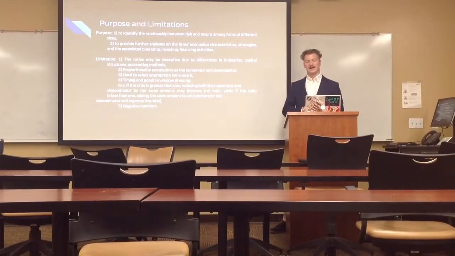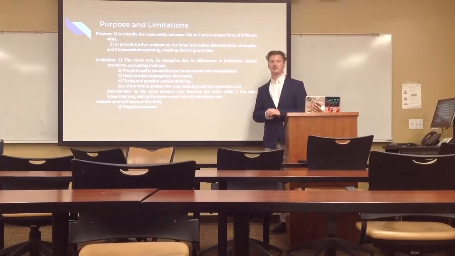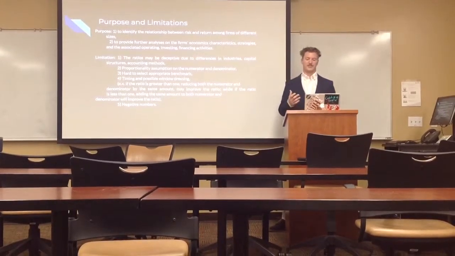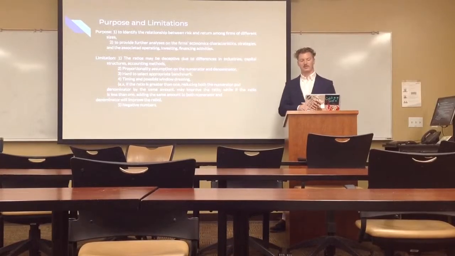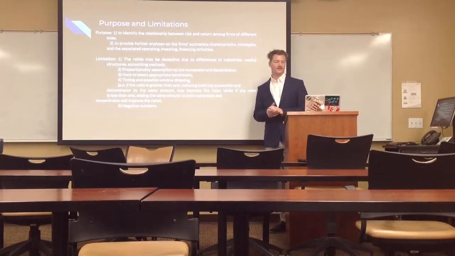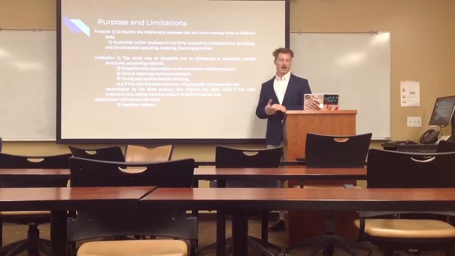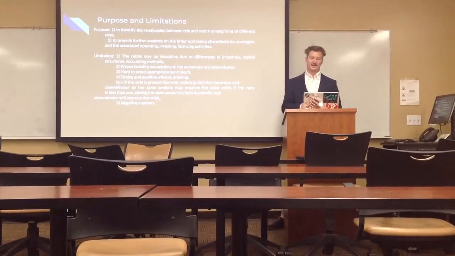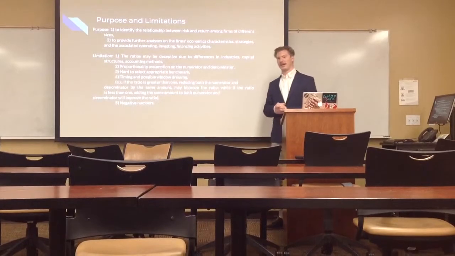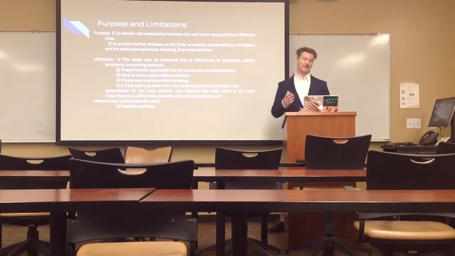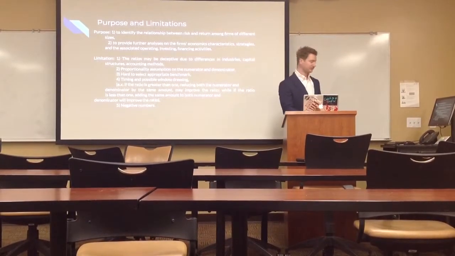And then number 4 is timing and possible window dressing. For example, if the ratio is greater than 1, reducing both the numerator and the denominator by the same amount may improve the ratio, while if the ratio is less than 1, adding the same amount to both the numerator and denominator may improve it. And then number 5 is negative numbers.